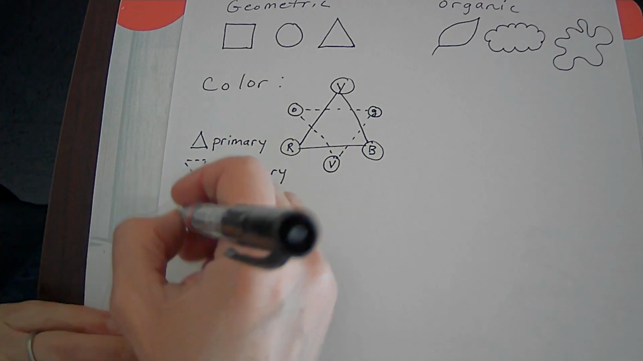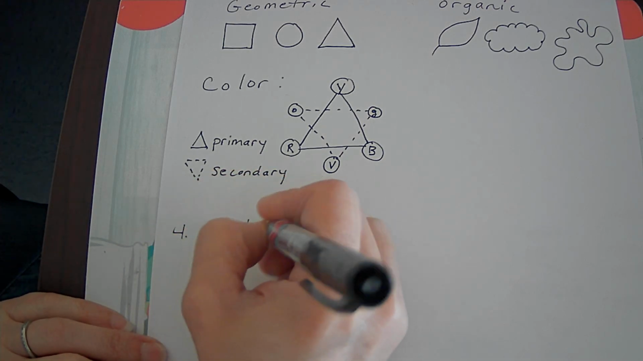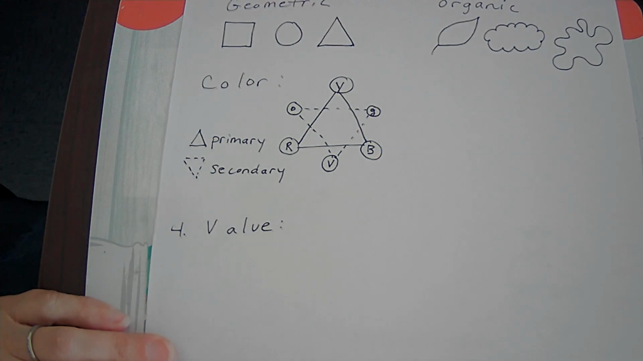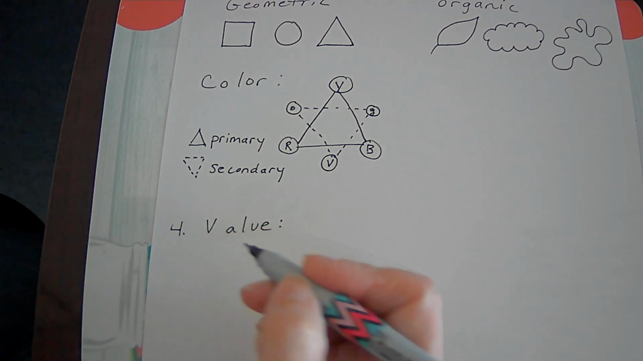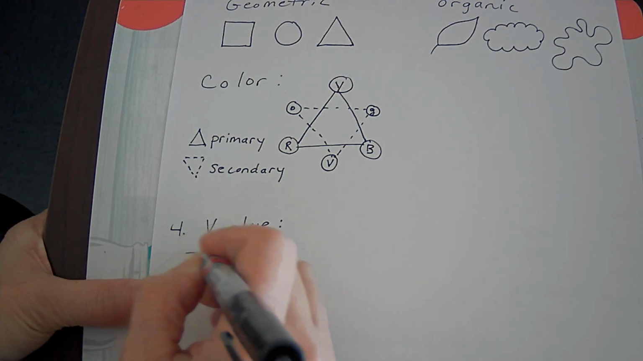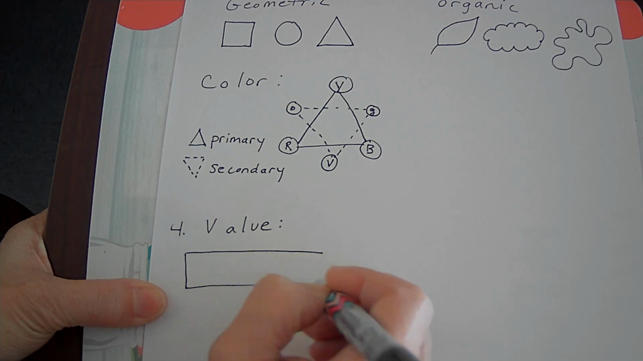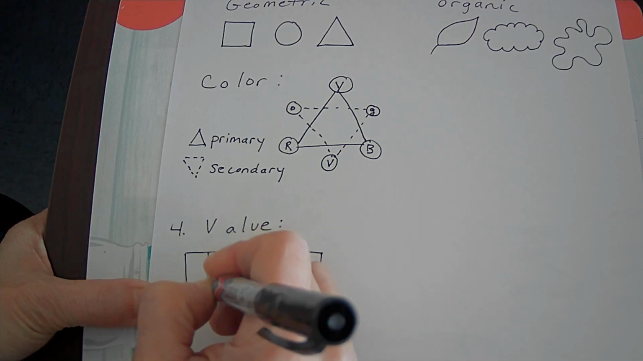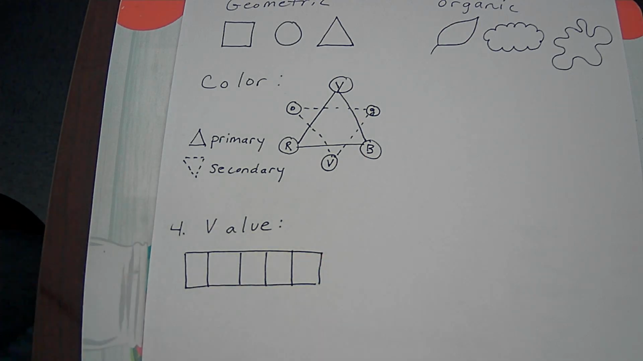Okay, number 4 is value. Value is the lightness or darkness of a color. We're going to make 5 boxes. I want these boxes to be about the thickness of your thumb. Just sketching them out. They don't need to be perfect. What we're going to do is create a value scale.